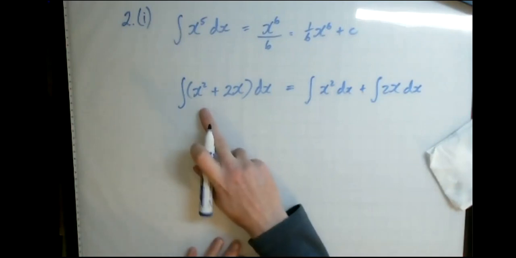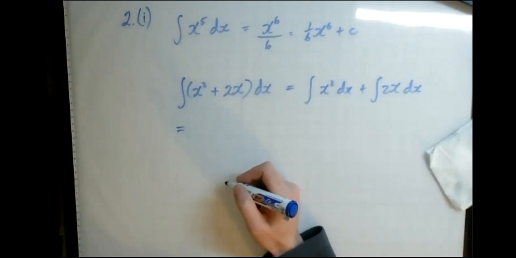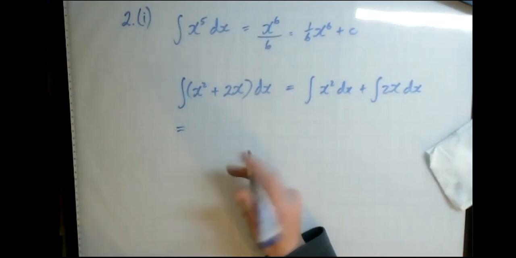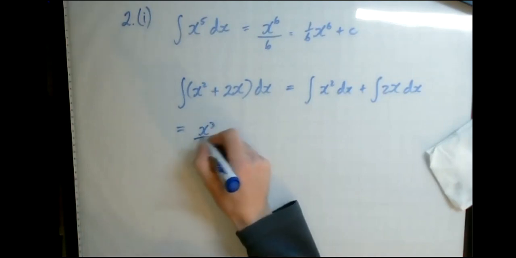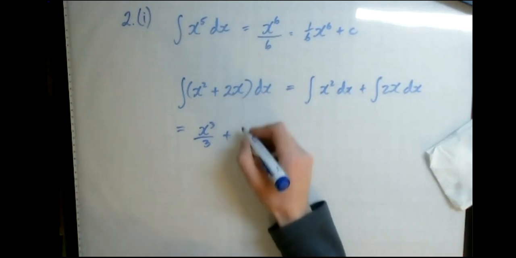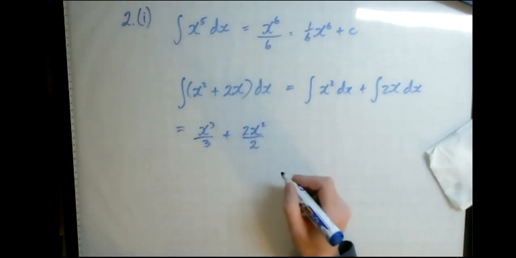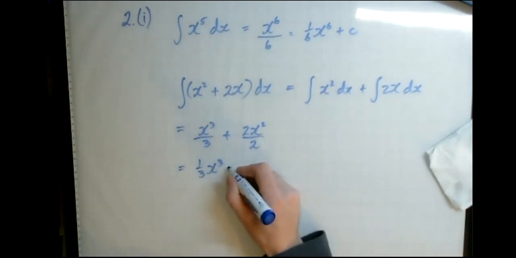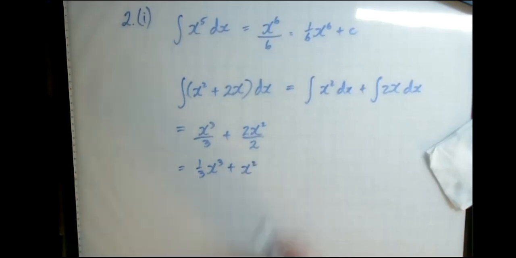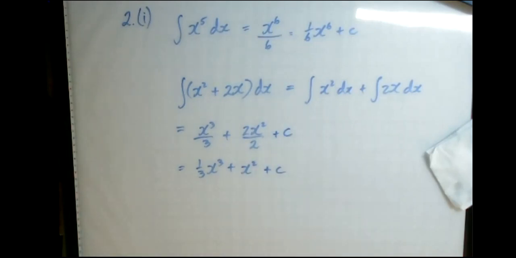But we don't need to write it separately. I just take the integral directly. The integral of x squared is x cubed over 3, plus 2x squared over 2. So it is x cubed over 3 plus x squared, and then plus c. So that's the integration.